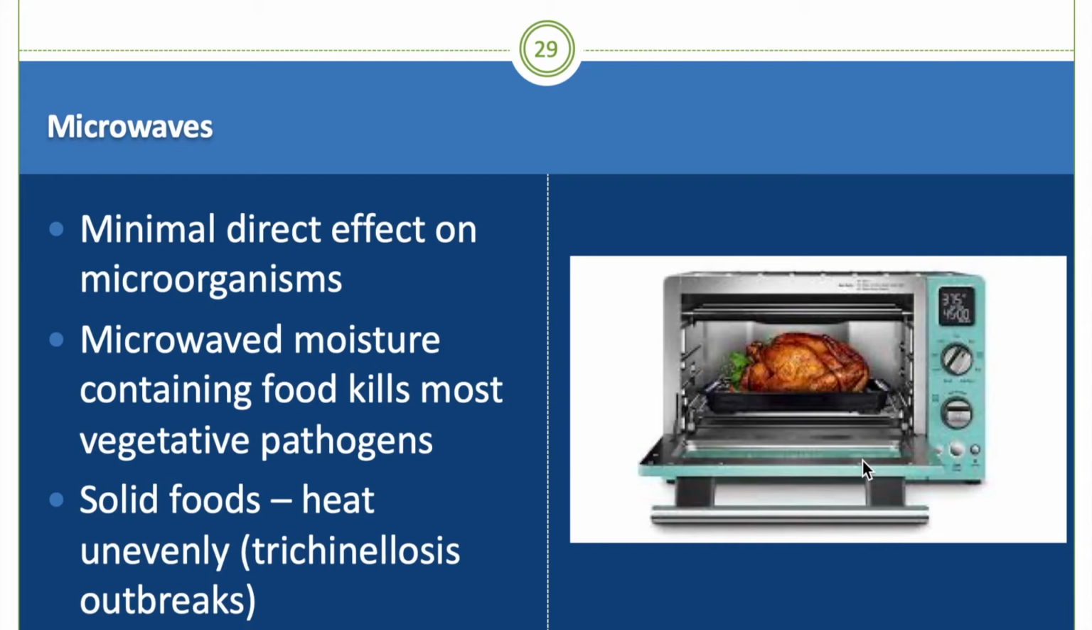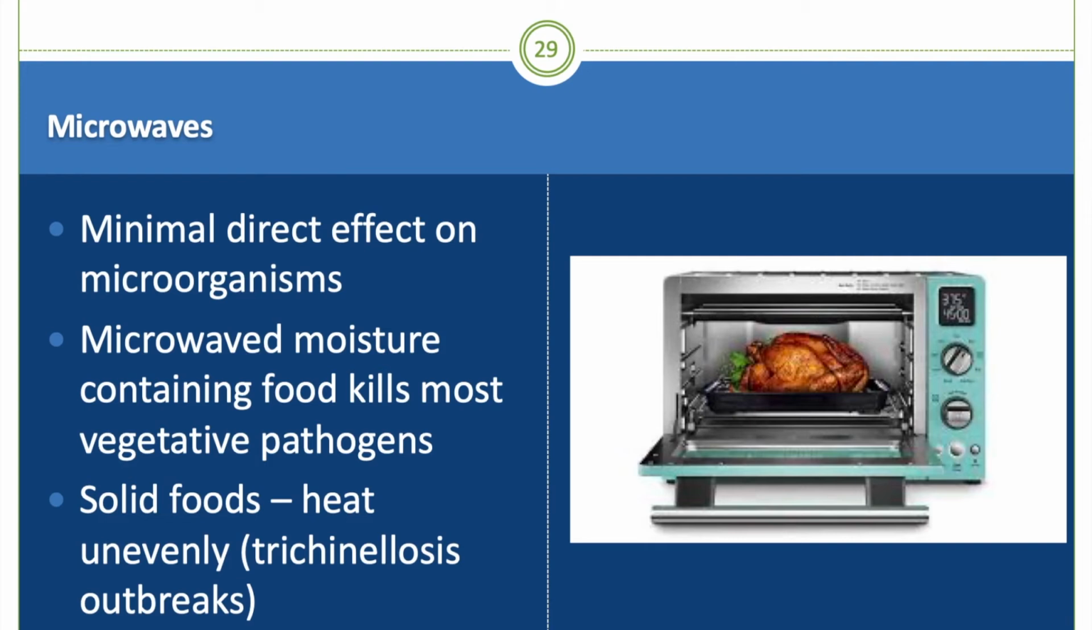Radiation in microwaves is commonly used as well. When you microwave food, you are applying direct radiation to the microorganisms that may be present in the food. So it kills the vegetative pathogens, but if they are spores, it wouldn't be able to kill them. If they are prions, it wouldn't be able to kill them either.